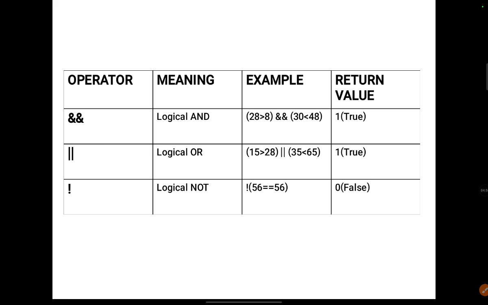Logical and. Example, 28 is greater than 8 and 30 is less than 48. It is true. Logical or. 15 is greater than 28, it is false, or 35 is less than 65, it is true. So it returns 1, true. Logical not: 56 equals 56 is not, it is the symbol of not, so it returns false.